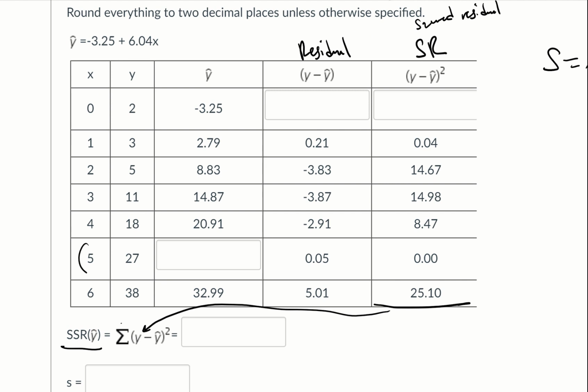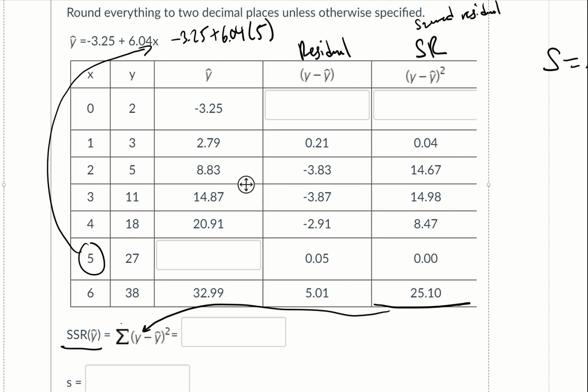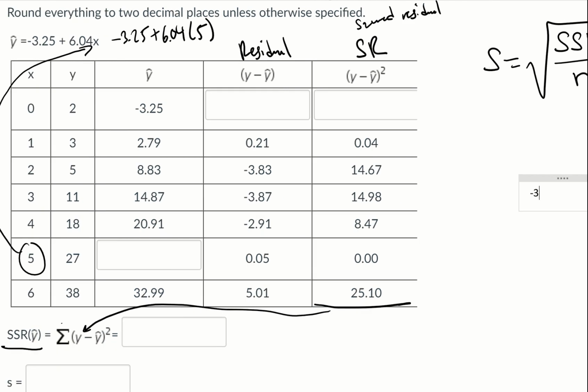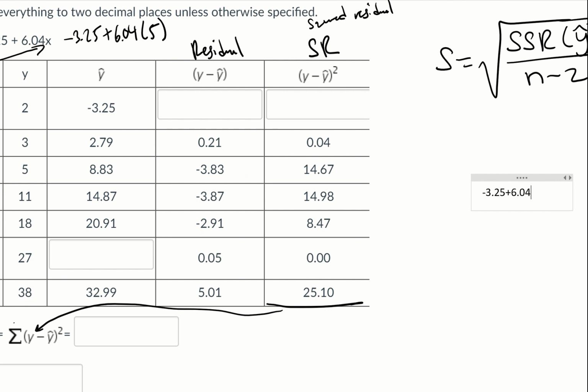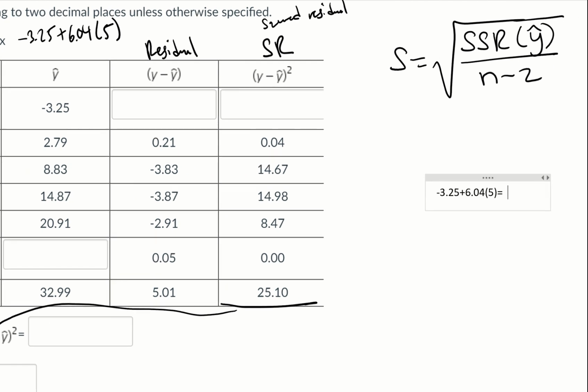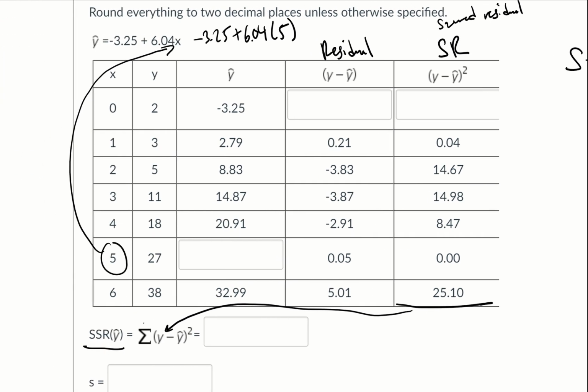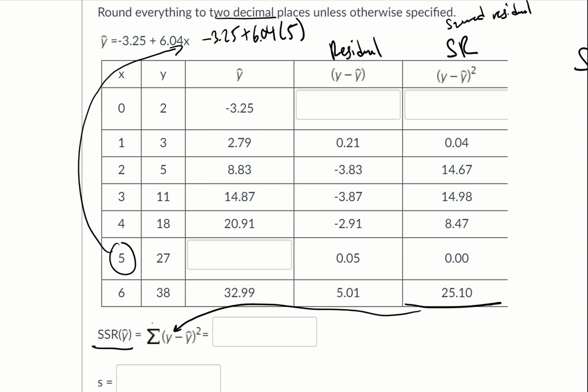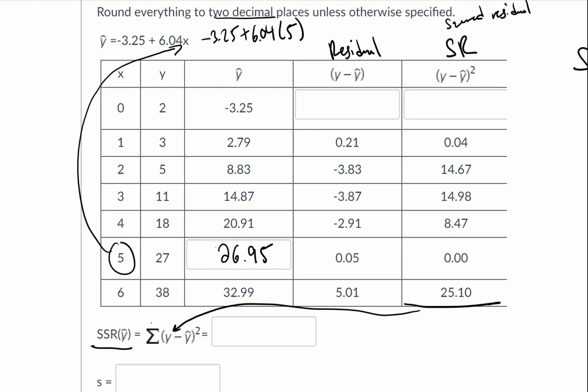So let's go ahead and find Y hat. To find Y hat, you need to plug in X into your Y hat model, your regression line model. So then if we do that, we get negative 3.25 plus 6.04 times the X value of 5. Right, so we get negative 3.25 plus 6.04 times 5. And let's go ahead and do this. Okay, so we get 26.95. And they want us to round to 2 decimals. Okay, so 26.95 is my number. All right, so that's my prediction, my predicted Y value.